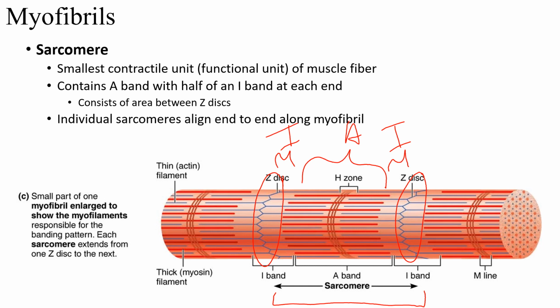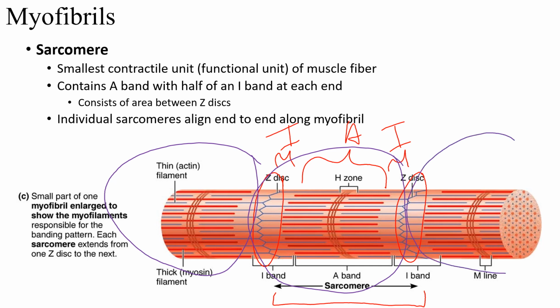Okay, and the individual sarcomeres are basically lined up one next to another. If I wanted to show this in a different color, this one's not showing a whole one, but there would be a sarcomere here, here's a sarcomere, and then another one. This is part of a sarcomere, and they're just lined up one after the other.